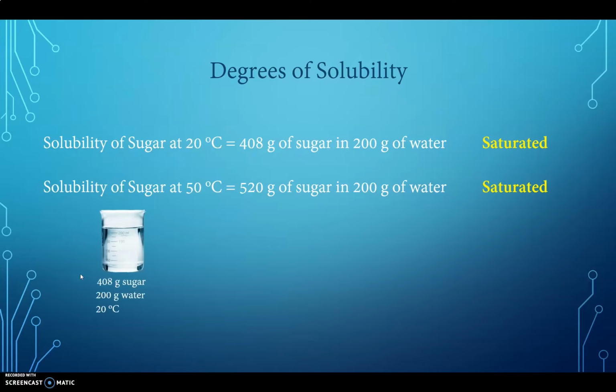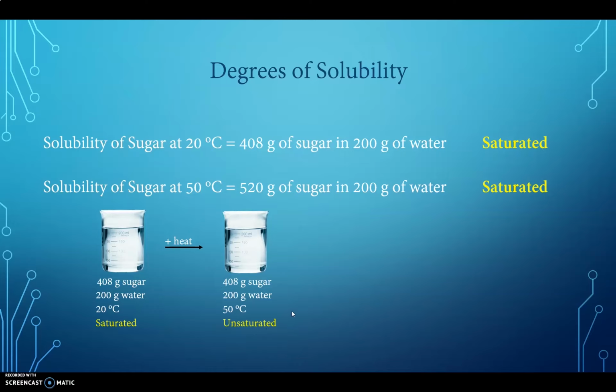So, at 20 degrees Celsius, if we put 408 grams of sugar in 200 grams of water, we have what's known as a saturated solution. Now let's suppose that we heated the solution up. We take this exact solution and we heat it up to 50 degrees. Is our solution still saturated? Well, according to our information up here, we have room for 520 grams of sugar, but we've only got 408. So we have less than the maximum amount, and therefore this particular solution would be called unsaturated.